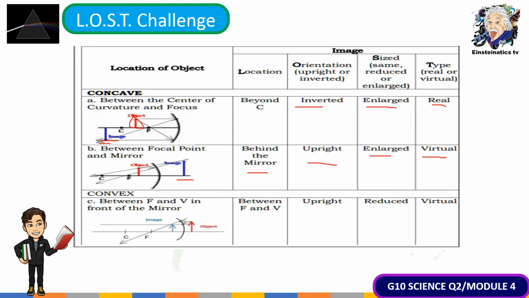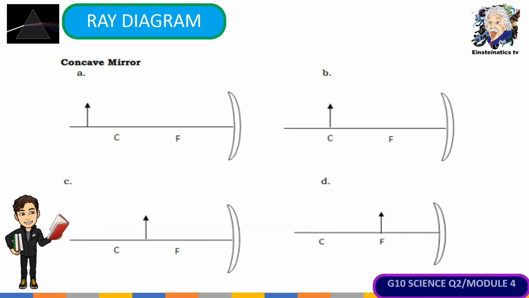Now, for the third one, as you can see, the image is formed between V and F, or the vertex and the focal point. It is also upright and it is reduced, or meaning mas maliit kaysa sa original object, and of course, it is virtual. Now, did you get it correct? If so, congratulations! This time, let us apply your knowledge on the four principal rays by using it on ray diagramming. So can you do it?